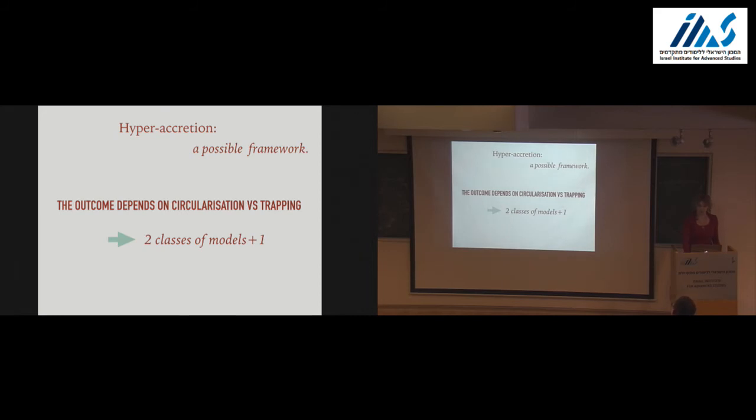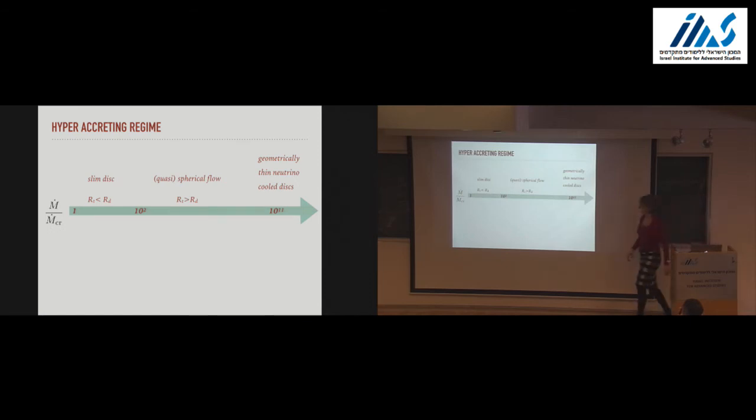The idea is that the outcome depends on the relative position between the circularization radius and the trapping radius. At least, so these are the three categories I'm going to talk about.